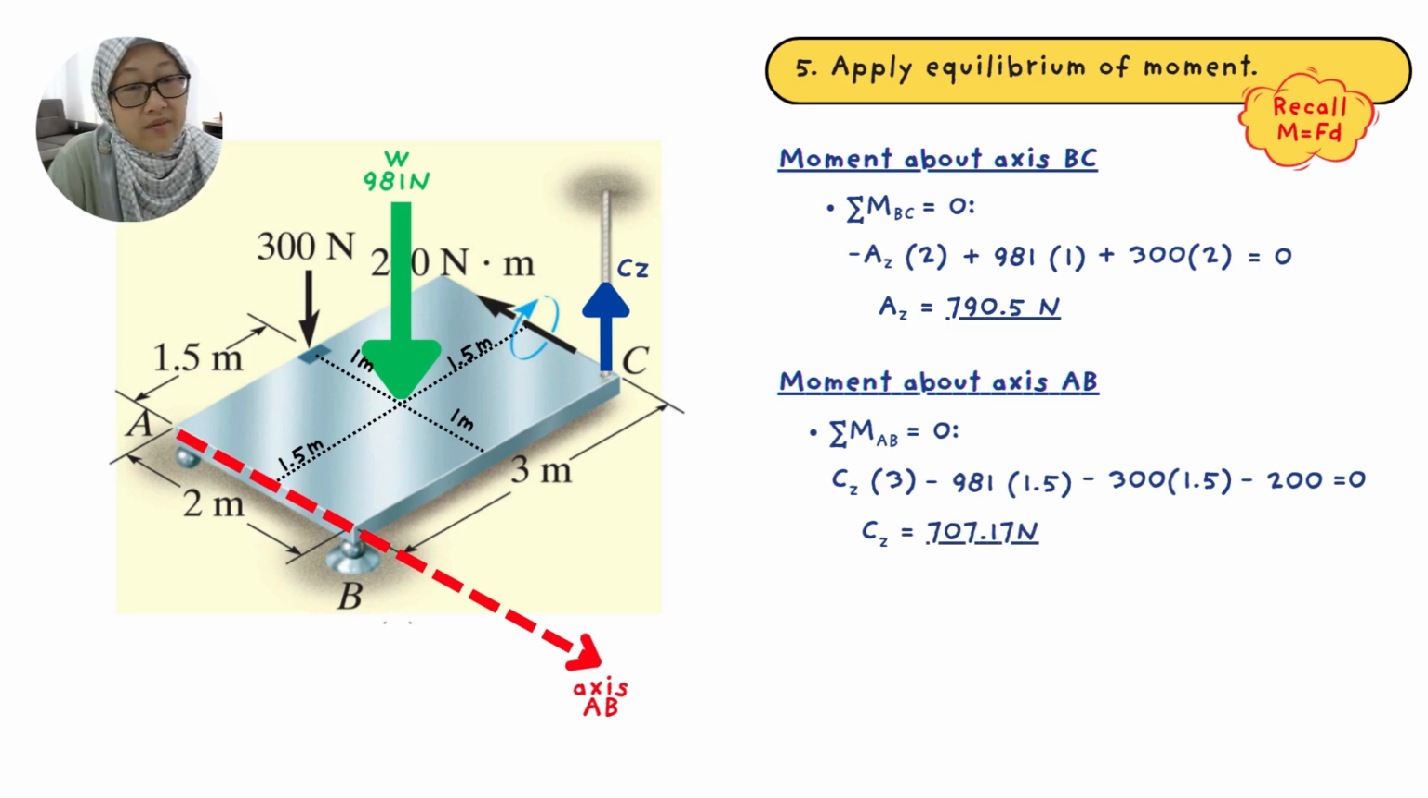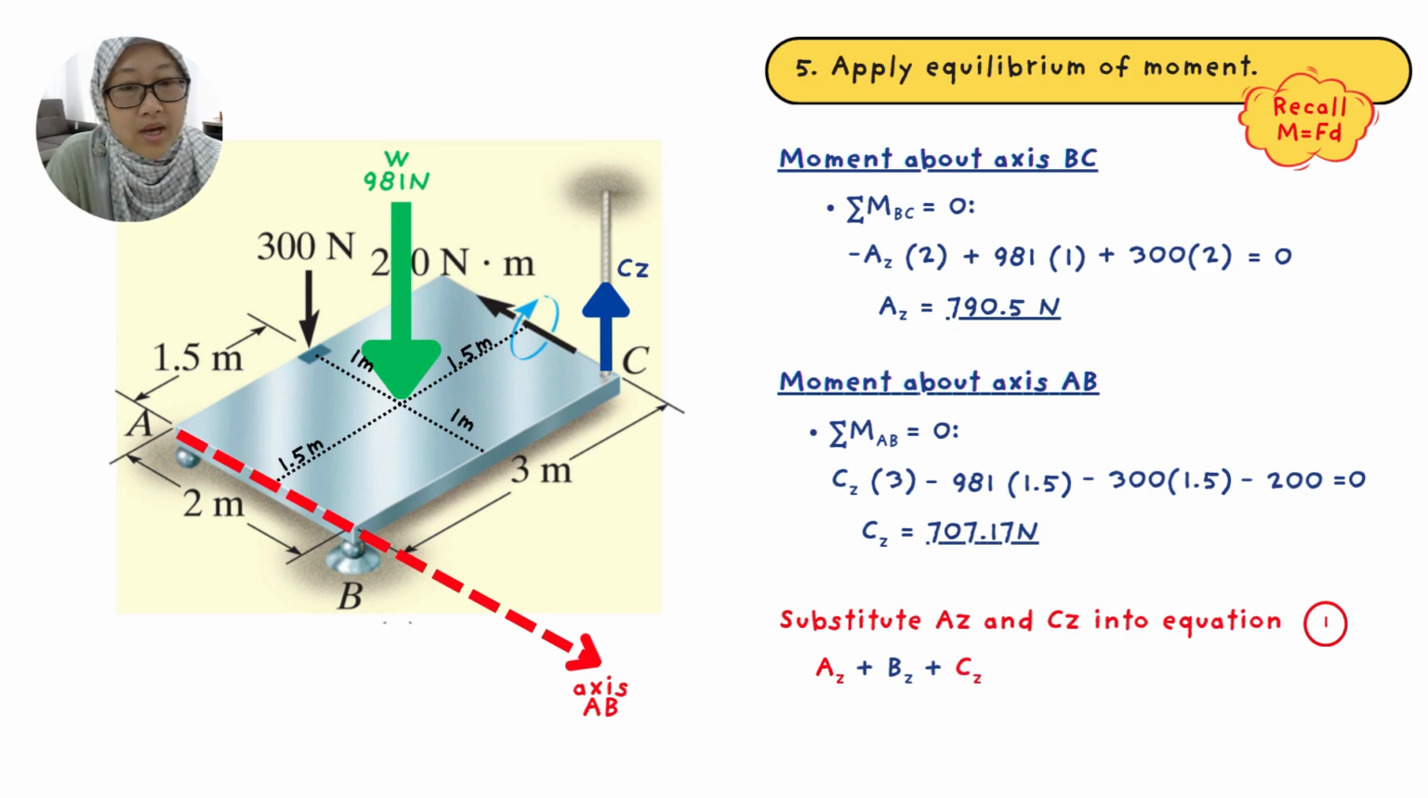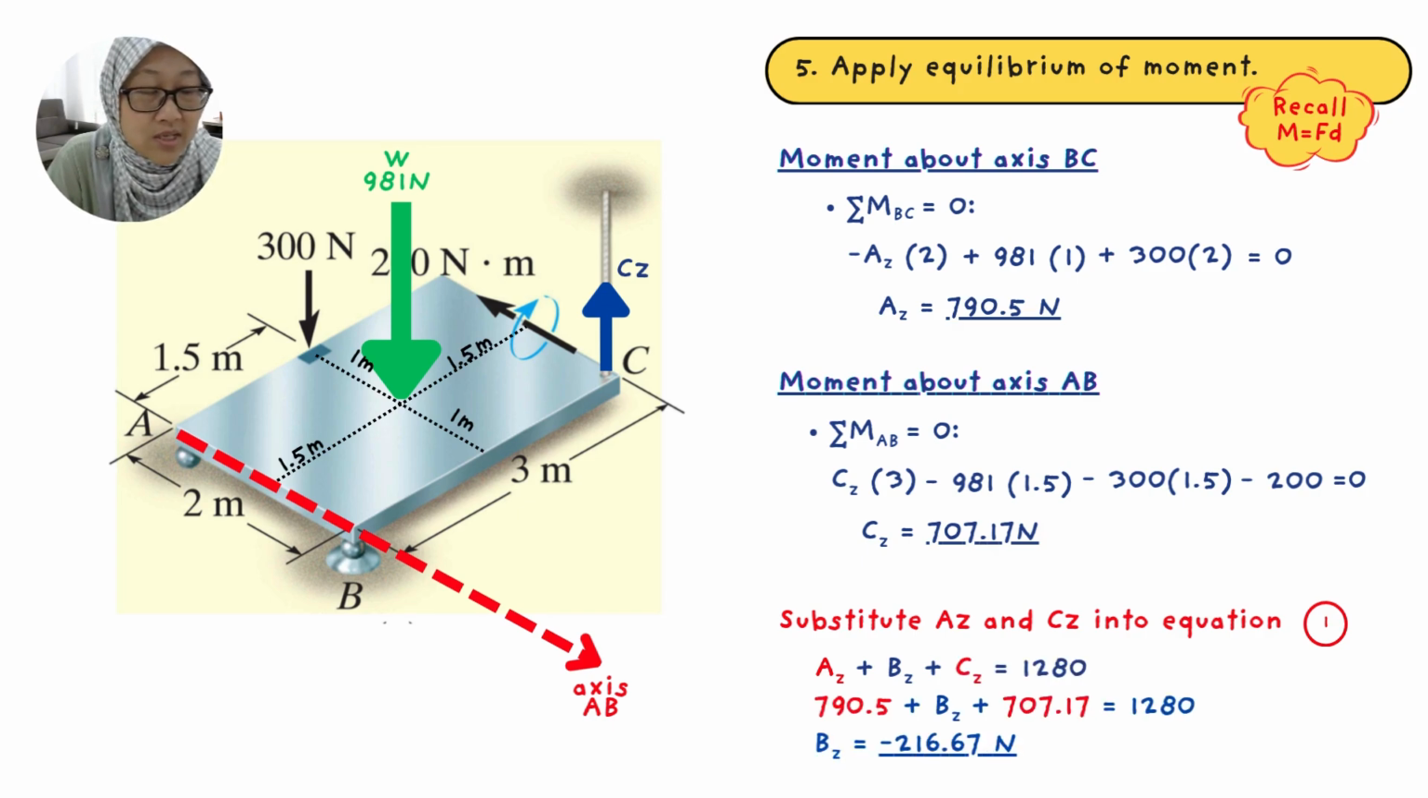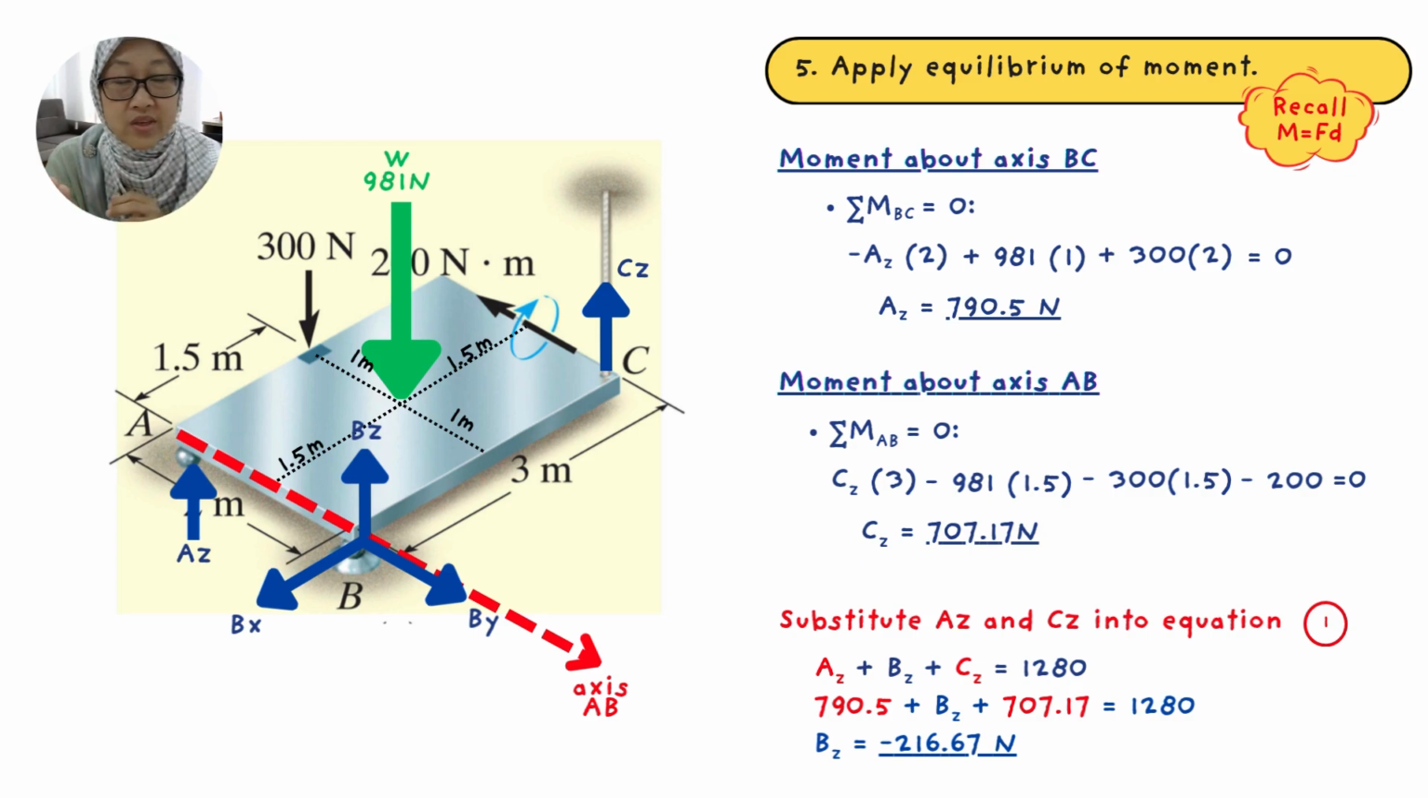Okay, so now since you have the magnitude of AZ, you have the magnitude of CZ, you can just substitute these two values into equation number 1. And you can calculate the BZ to be negative 16.67 Newton. So negative is an indicator that the actual direction is opposite to your initial assumption. So if you look at the figure, initially you assume your BZ to be pointing upward to the positive Z direction. But since your calculation is in a negative magnitude, it means the actual direction of BZ is actually pointing downward to the negative Z axis.